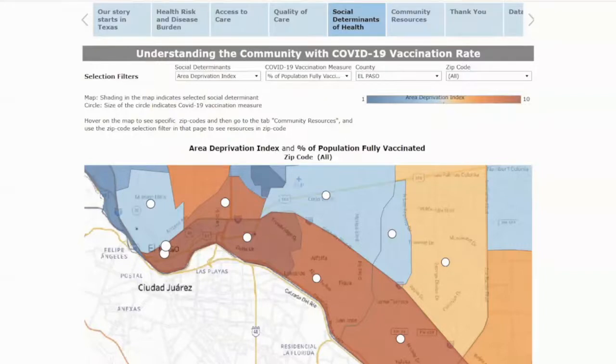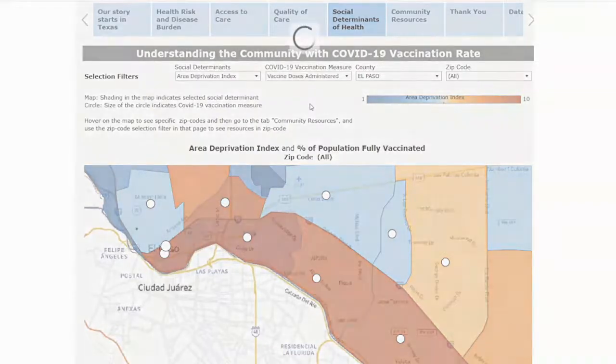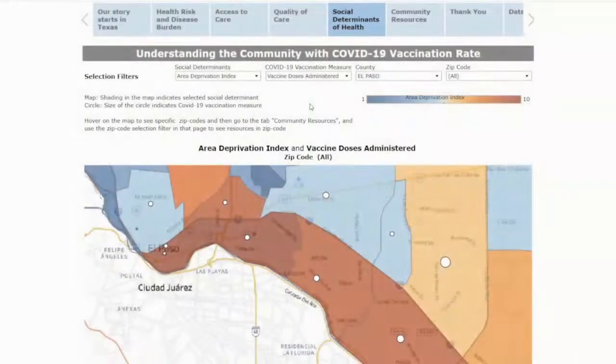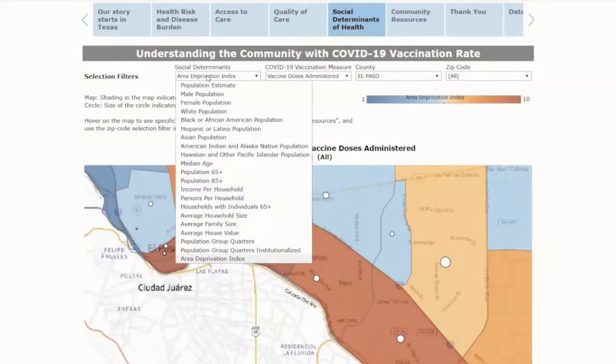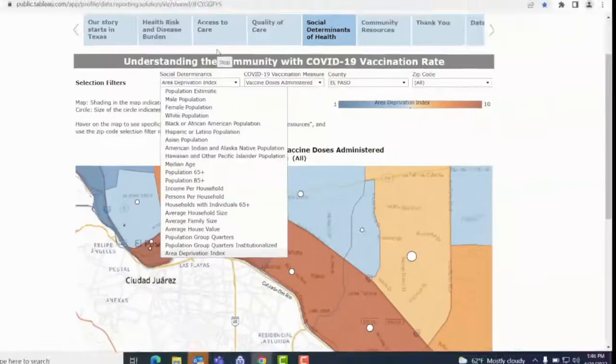And in this example, we've chosen to look at how vaccinations distributed correlate with ADIs. We also have the ability in this particular view to dig into some of the characteristics of that population, whether it's age, minority status, or housing that community experiences.